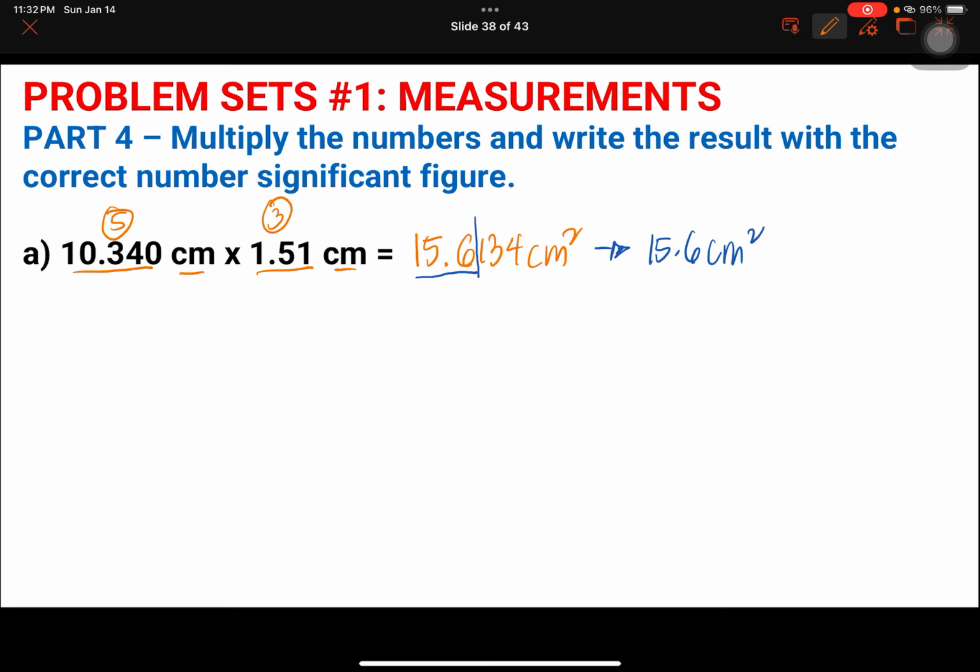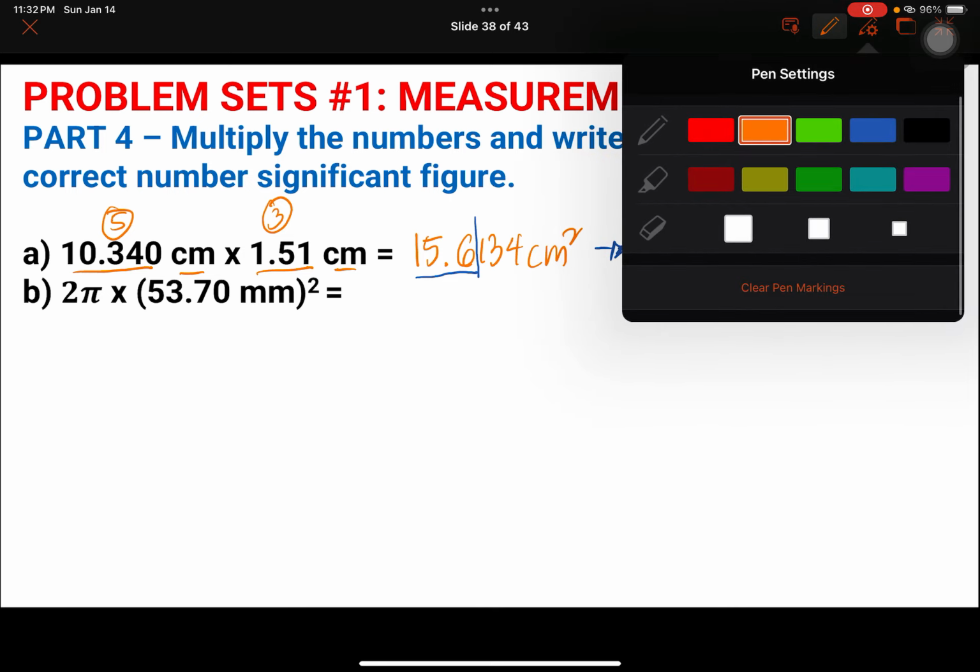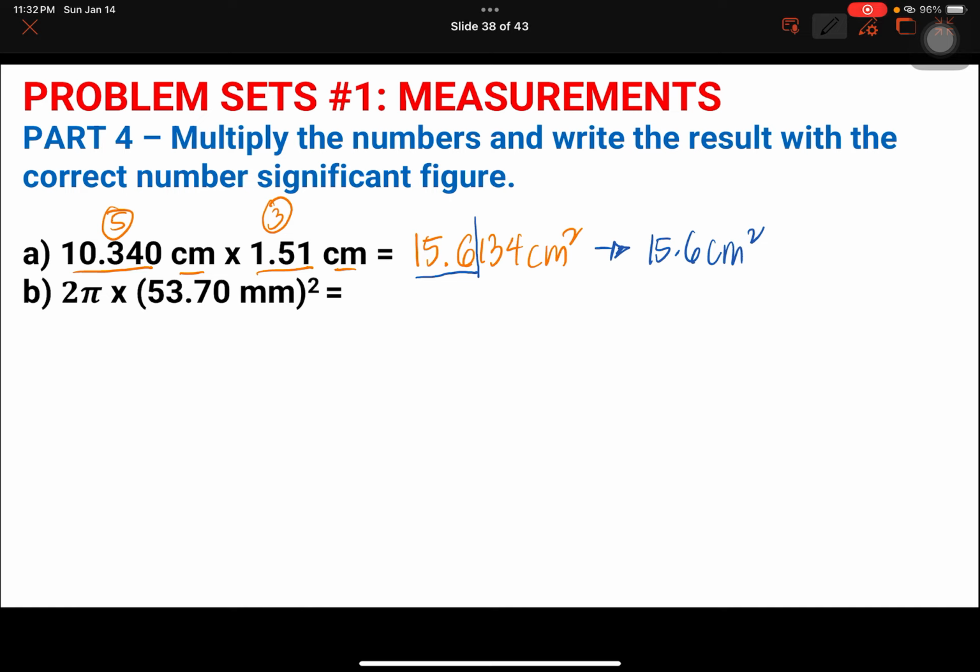Next. Dito naman. 2 pi times 53.70 mm then squared natin. As you can see, parang medyo familiar term form na to. So, if you can see, it is a 2 pi r. Etong r na to ay radius, yung 53.70 mm. So, as you can see, si 2 pi, it is an example of infinite significant figures. So, pag infinite, marami yan. Di ba? However, si 53.70 ay 4 significant figures.